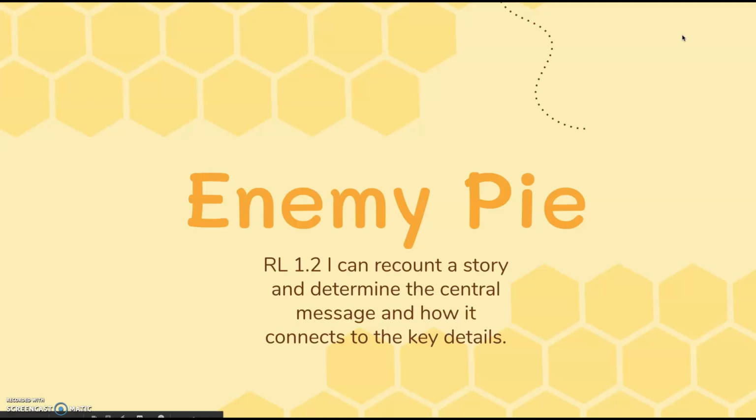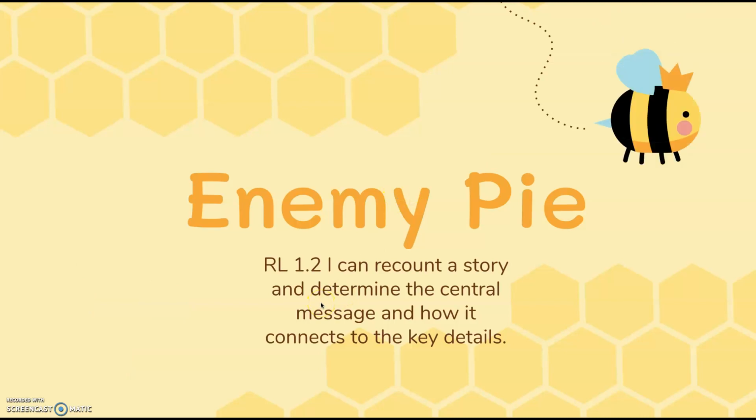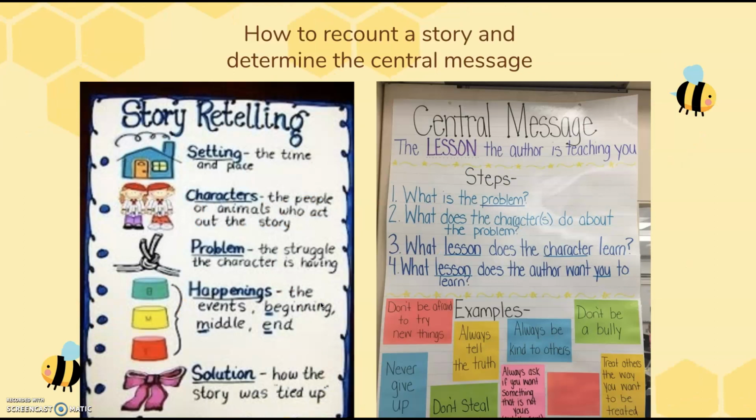We are going to be reading a story today called Enemy Pie, and we are learning about how to recount a story and determine the central message and how it connects to the key details. So to recount a story, you need to do it by telling it in your own words, and you need to include the setting, the characters, the problem, the solution, and what happened in the beginning, middle, and end of the story. Now, remember, central message is the lesson that the author is teaching you.